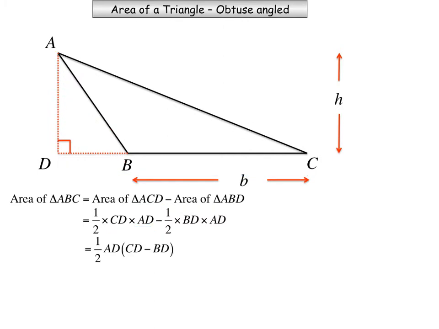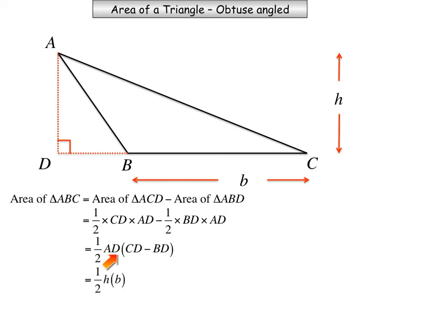Now if we factorize, remembering our work from algebra, we have a common factor of a half. So here's a half and here's a half, so that's taken at the front. We also have a common factor of AD, so that's also at the front. And what we've got left is CD minus BD.